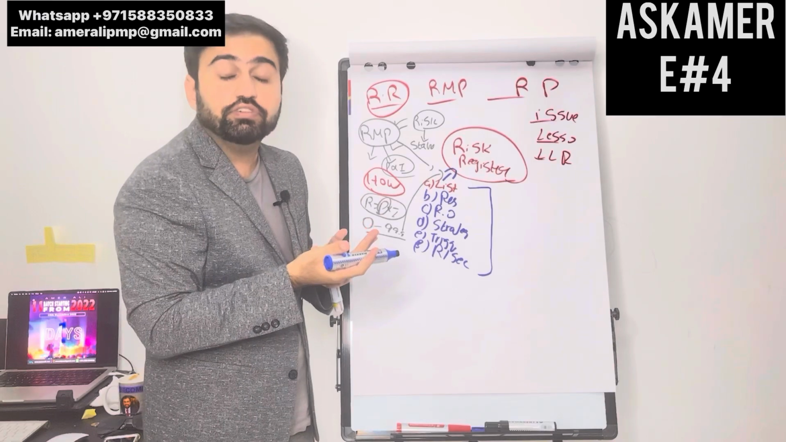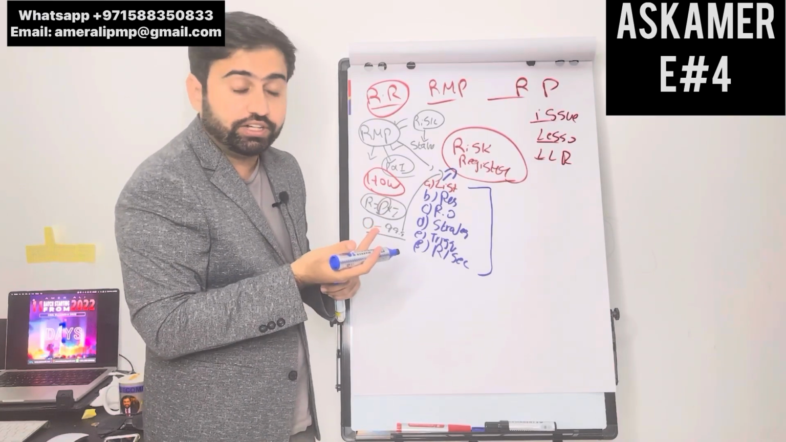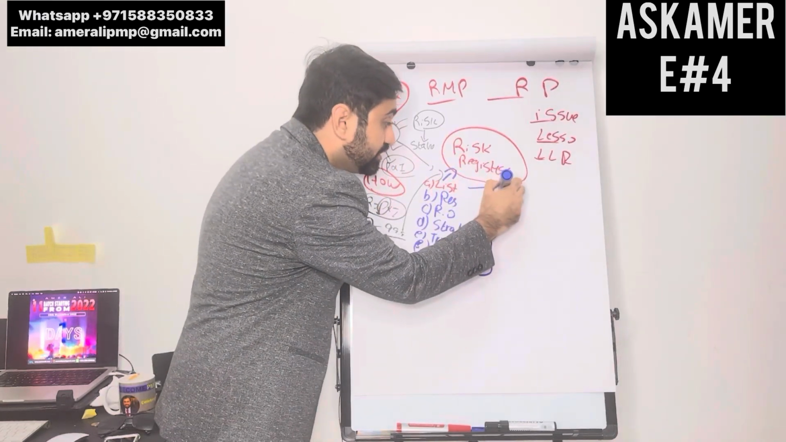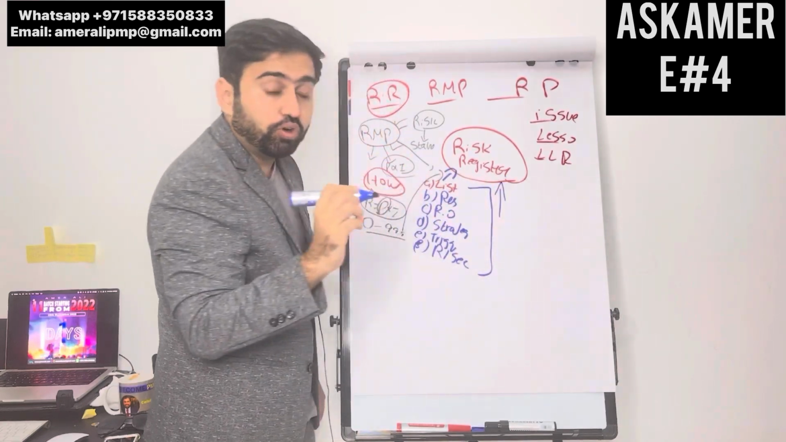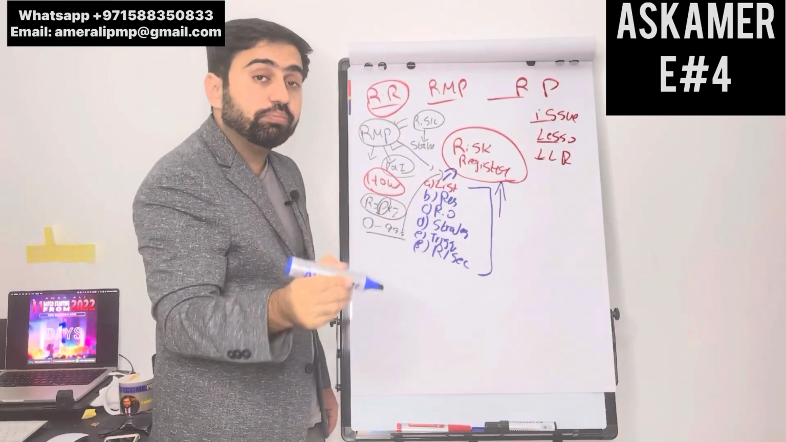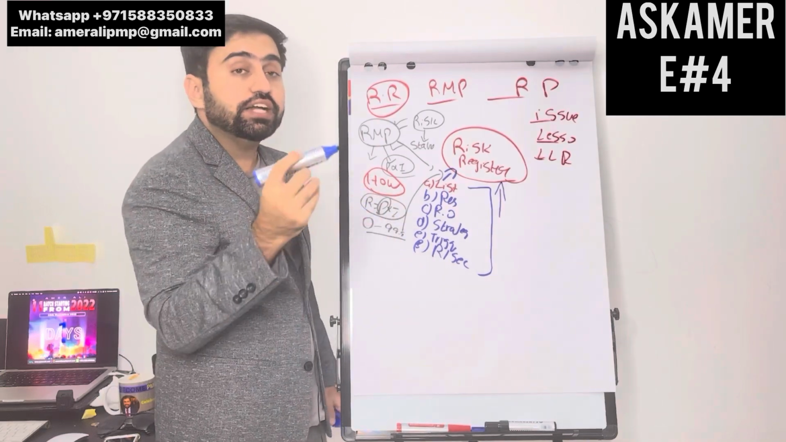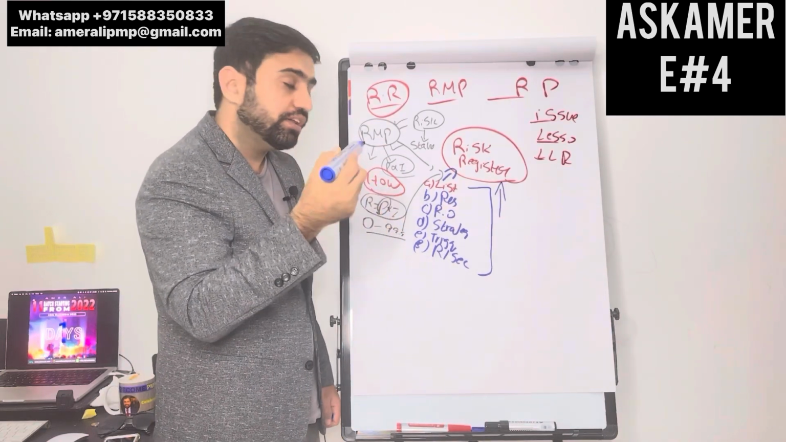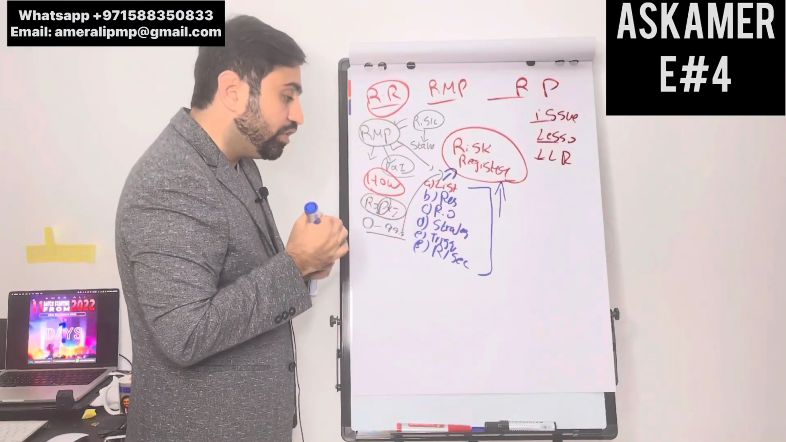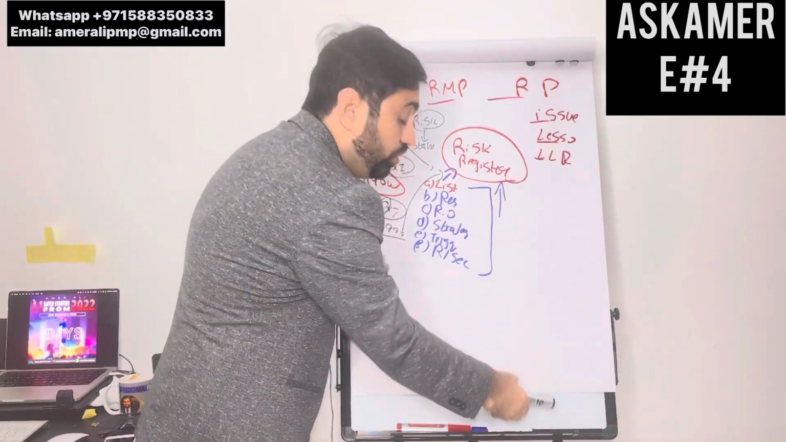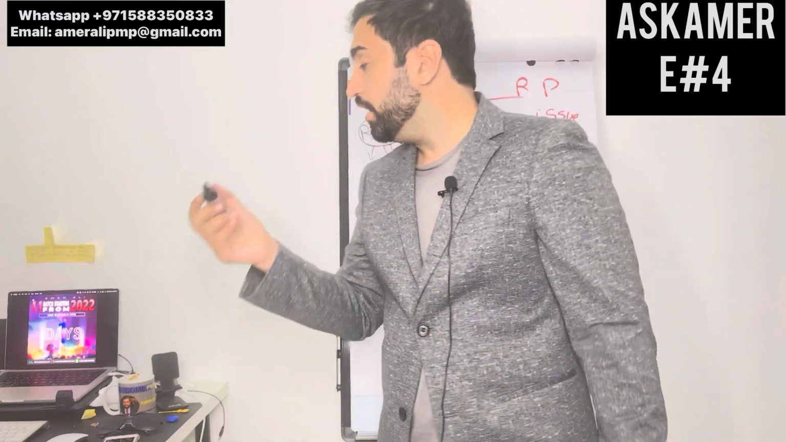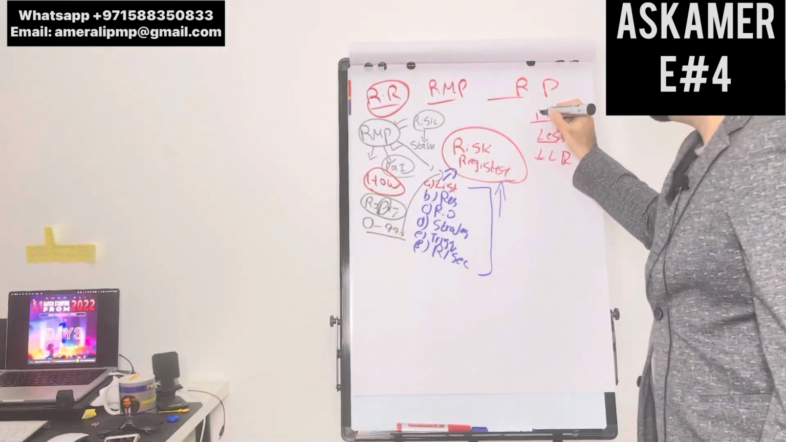If a risk occurs, which means you have already identified it, we update the risk register. It is for all those things that you have identified. Now what about those things which you have not identified, and those things occur?